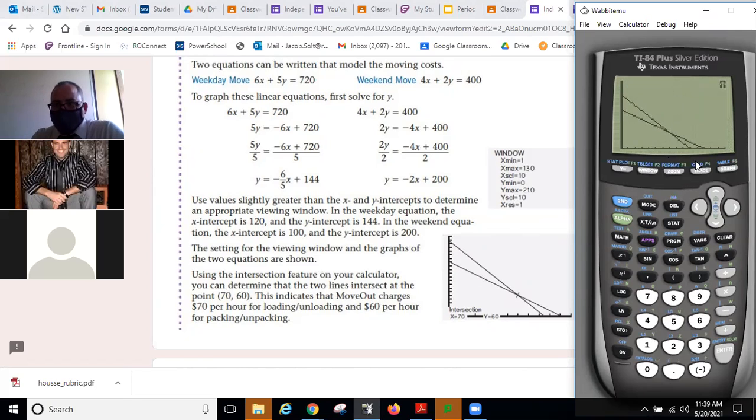second, let's use the second button, and you see how it says calc in blue? Calc in blue. We're going to second calc here. And do you see how choice number 5 here has intersect?